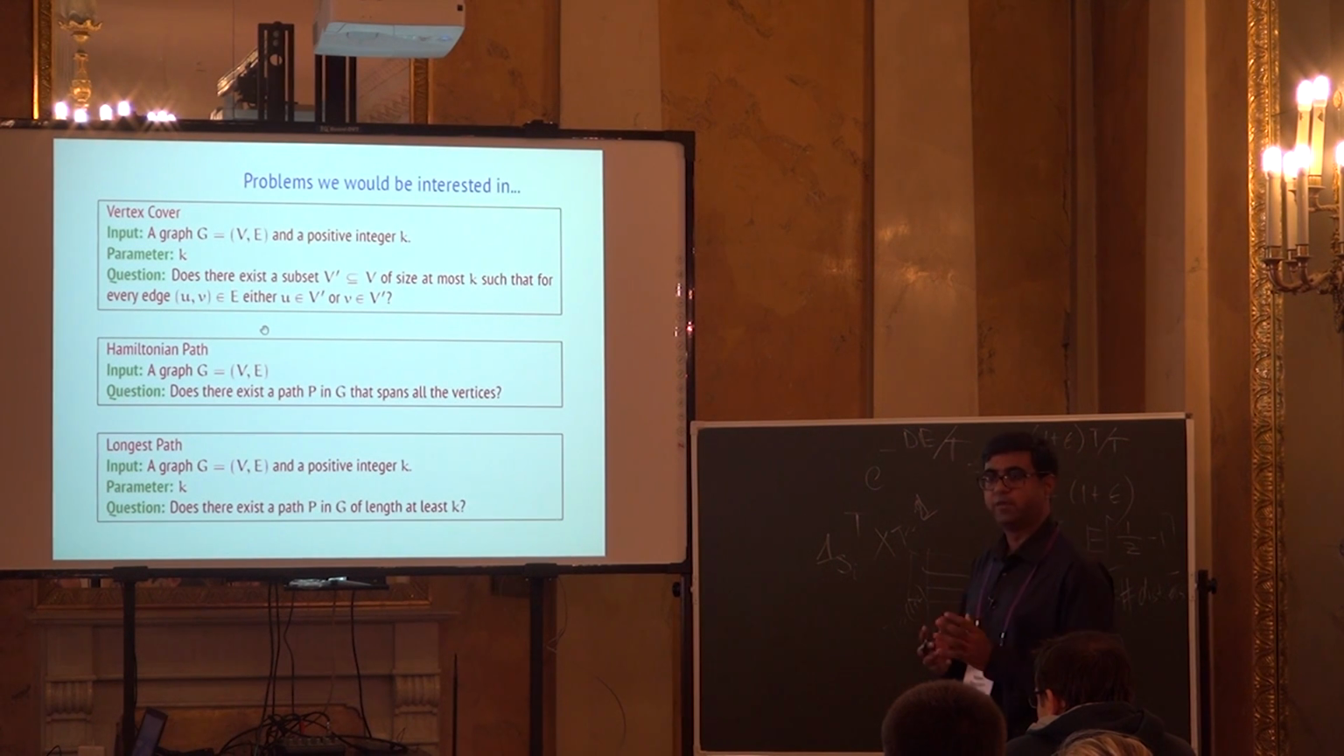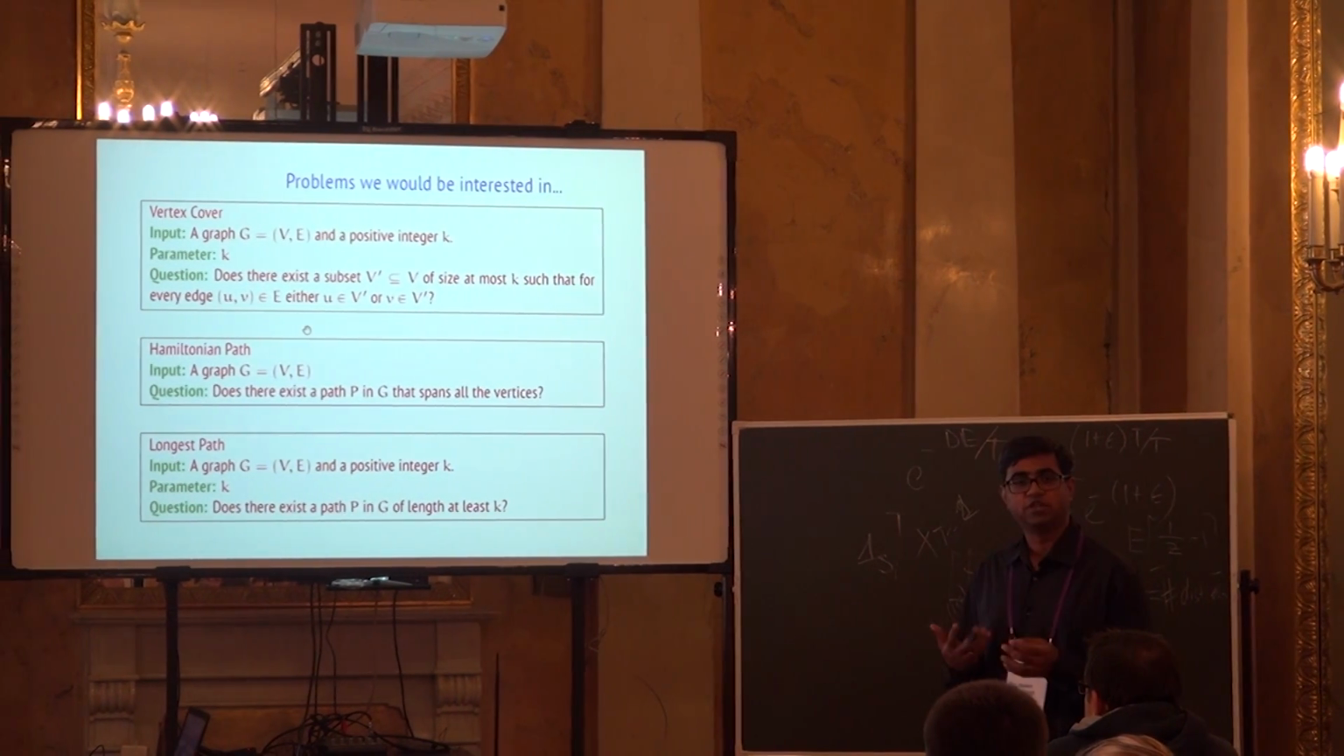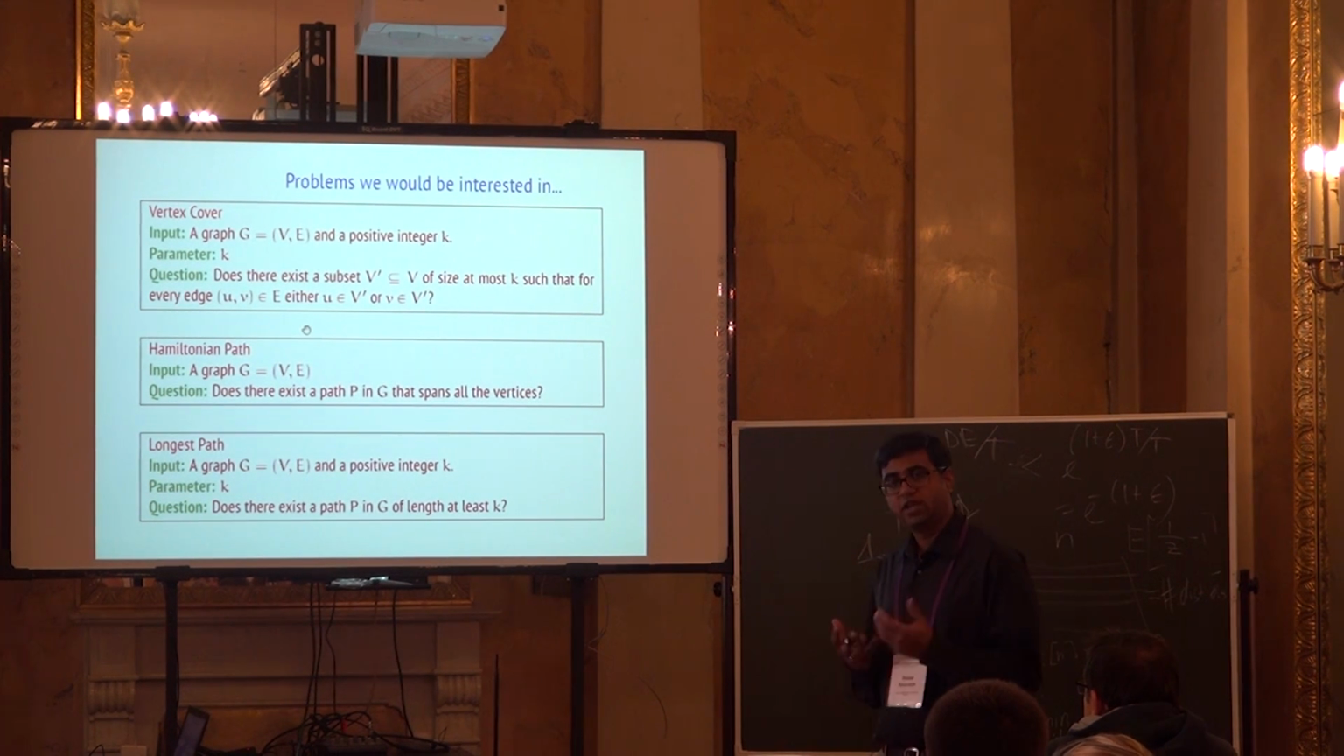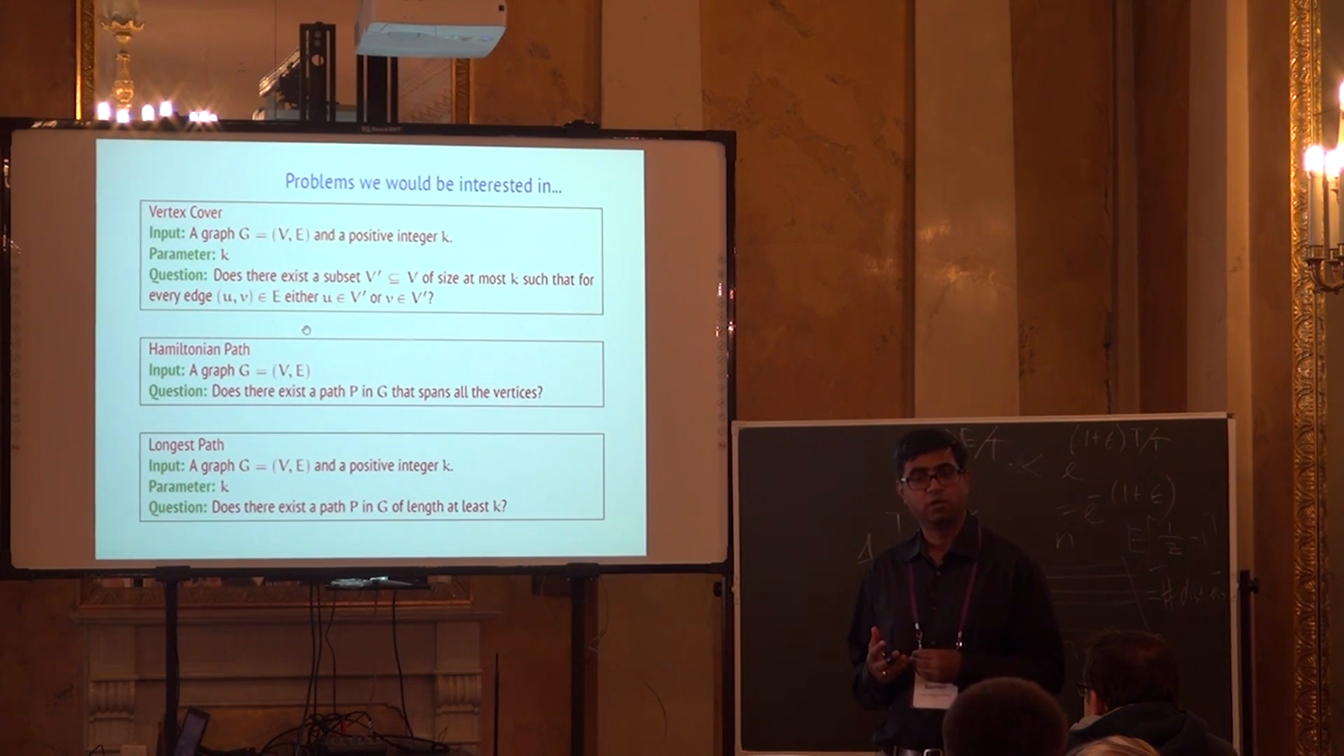Two problems which will be fundamental to our study are Hamiltonian path, which I hope all of you are aware of, where you're given a graph and you're looking to find whether there is a path which contains all the vertices. The decision version of this question is called longest path, where you're given a number k and you're asking, does there exist a path P in G of length at least k? What is common in all these 3 problems is that all of them are NP complete. So we have gone from the world of polynomial time solvable problems to the world of NP hard problems.